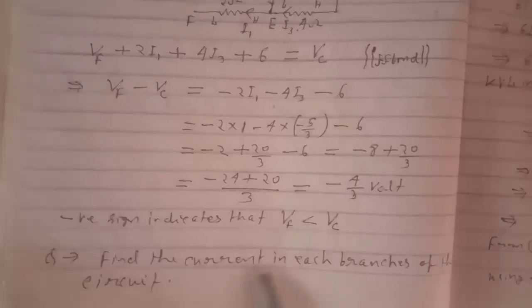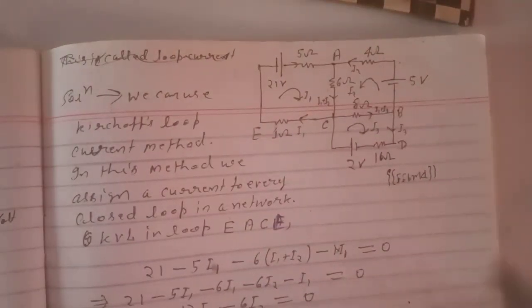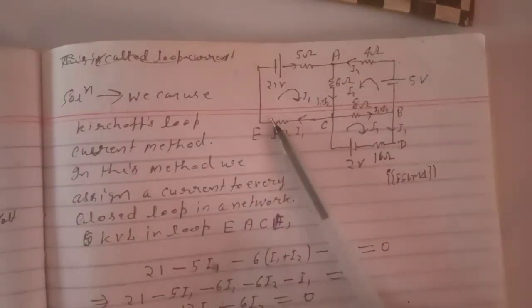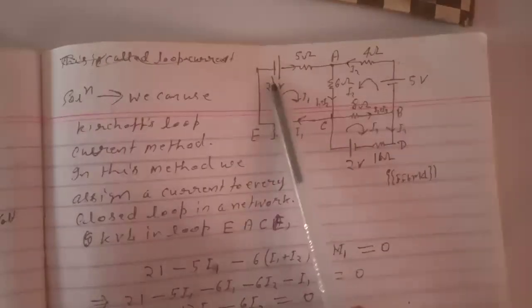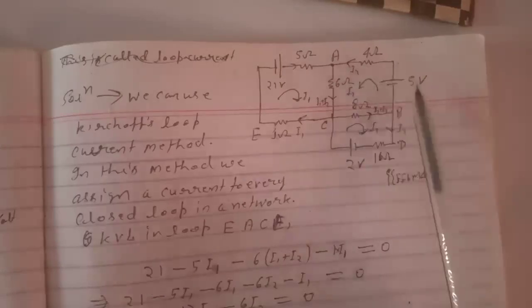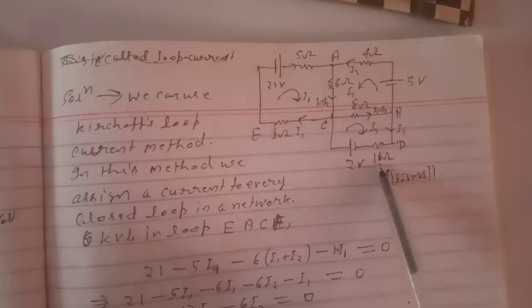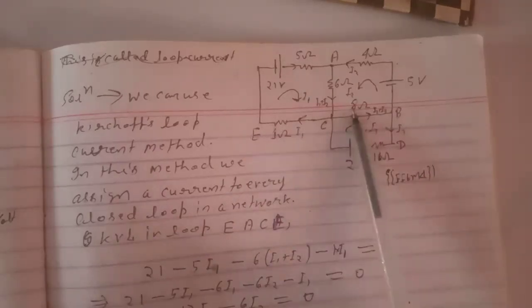Next question: find the current in each branch of the circuit shown. Here is the circuit and we have to find the current in each branch. These values are given: this is a 21 volt EMF, 5 ohm, here 4 ohm, this battery has 5 volt EMF. Again this is 2 volt and 16 ohm, 1 ohm, 8 ohm.